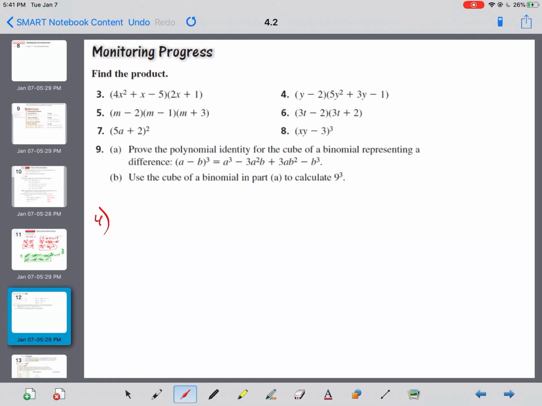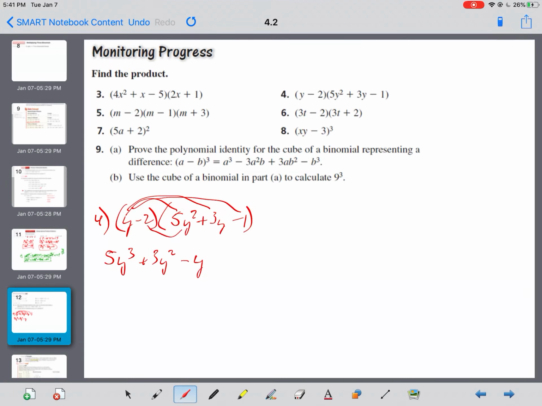Let's do number 4. Y minus 2 times 5y squared plus 3y minus 1. Y times 5y squared is 5y cubed. Y times 3y is plus 3y squared. Y times negative 1 is negative y. Negative 2 times 5y squared is negative 10y squared. Negative 2 times 3y is negative 6y. Negative 2 times negative 1 is positive 2.